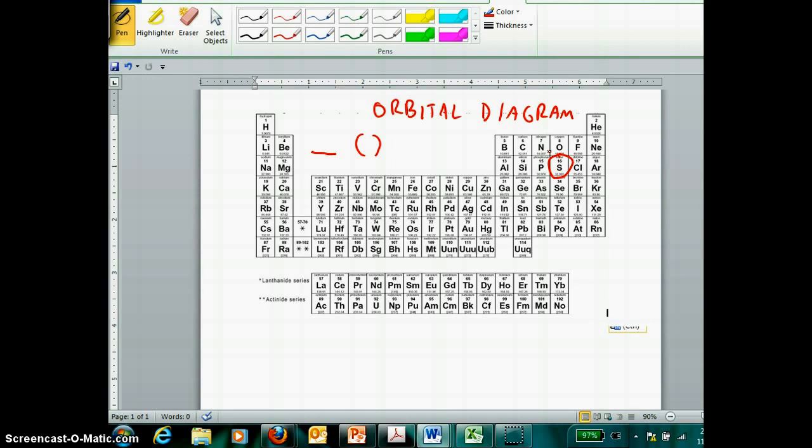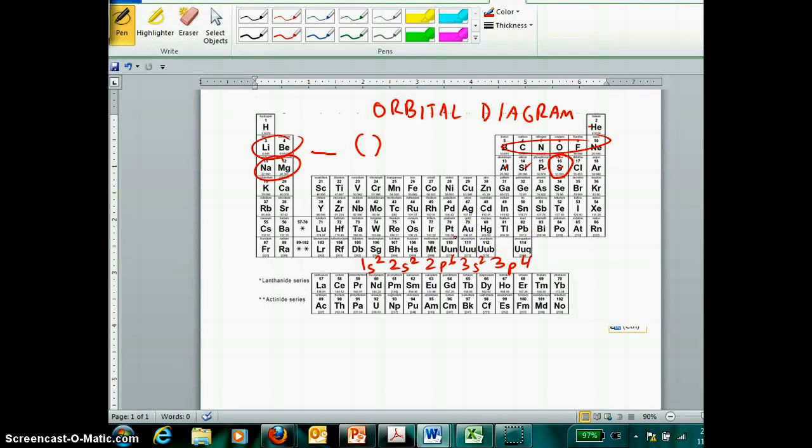Now, I want to start by actually writing sulfur's electron configuration because I'm going to work from that configuration to draw the orbital diagram. And of course, that means we're looking at a 1s2 and a 2s2 and 2p6 and 3s2 and 3p4. So, these are the electrons I'm interested in placing into my orbital diagram.